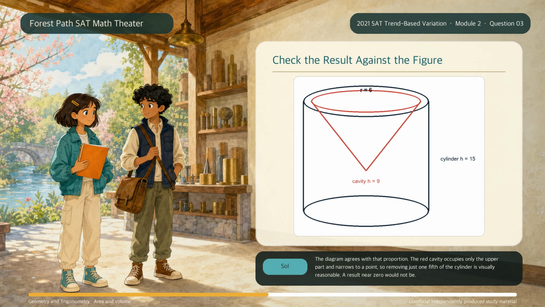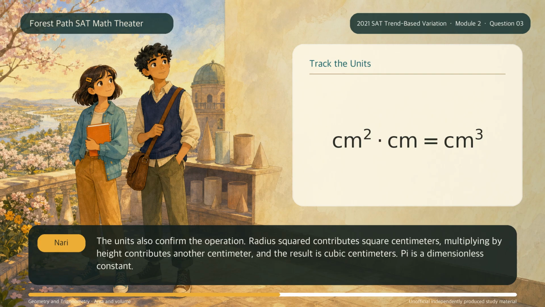The diagram agrees with that proportion. The red cavity occupies only the upper part and narrows to a point, so removing just 1/5 of the cylinder is visually reasonable. A result near 0 would not be. The units also confirm the operation. Radius squared contributes square centimeters, multiplying by height contributes another centimeter, and the result is cubic centimeters. Pi is a dimensionless constant.